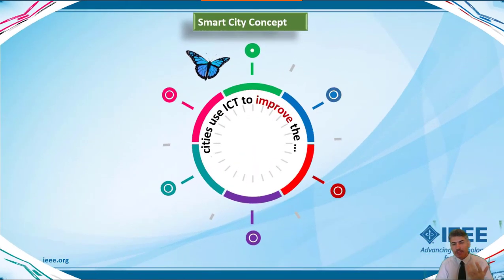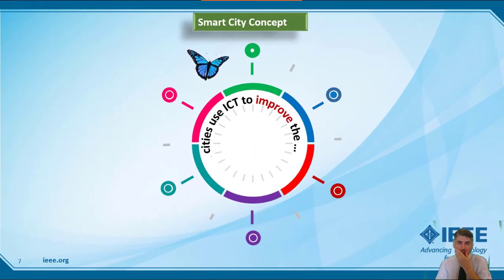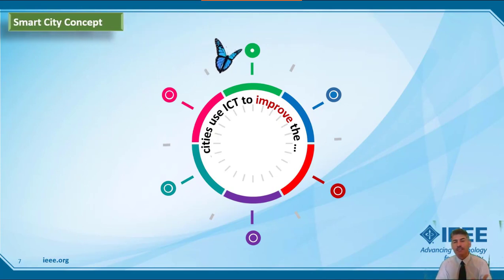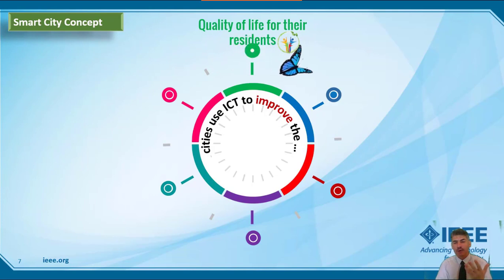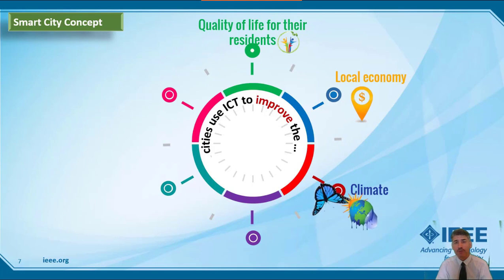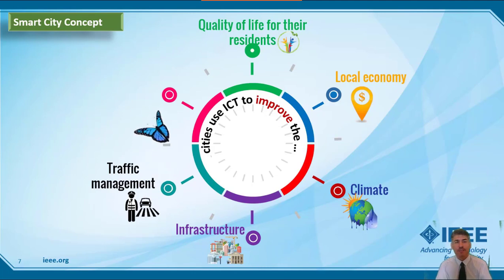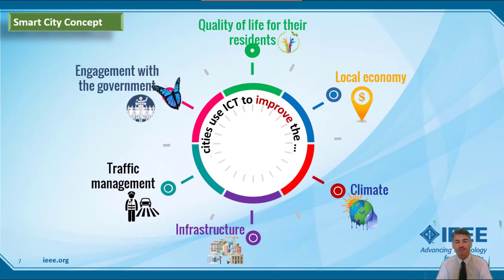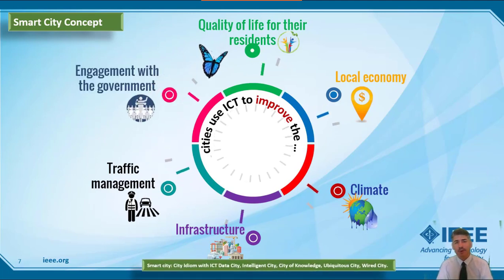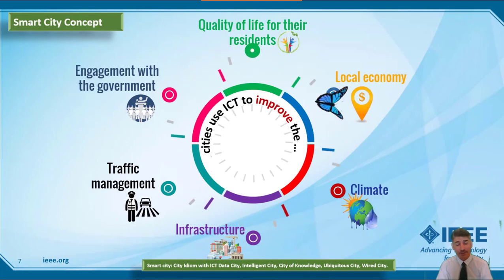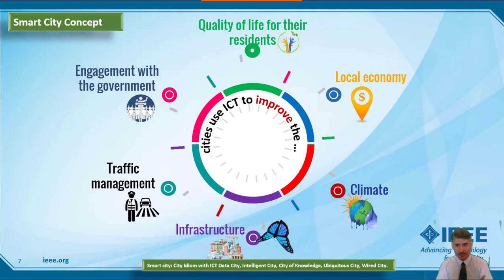The result from our systematic literature review, we find the smart city concept. It means a smart city is a city with ICT infrastructure, information and communication technology, to improve the quality of life, the local economy, the climate, the infrastructure, traffic management, and engagement with the government. This is the concept of the smart city from our systematic literature review.